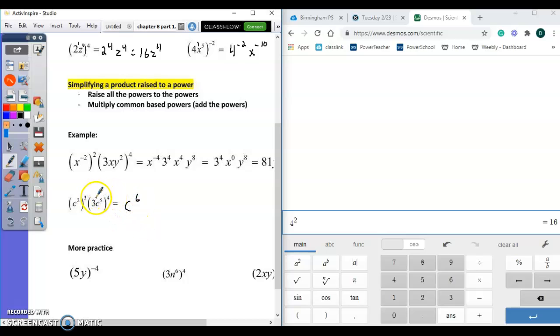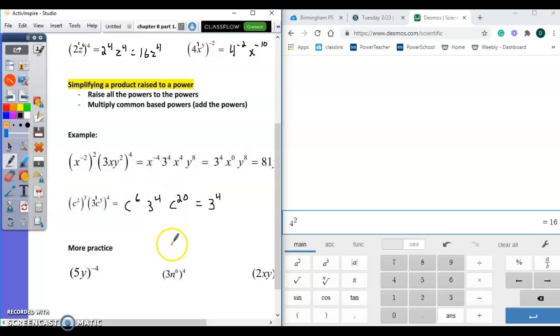4 times this 1 that goes with the 3. That's going to be 3 to the 4th power. And then 5 times 4 here for that c would be c to the 20th power. Right? So I'm going to put these in order a little bit. So I'll do 3 to the 4th power first. So we list that whole number first. And then c to the 6 and c to the 20.